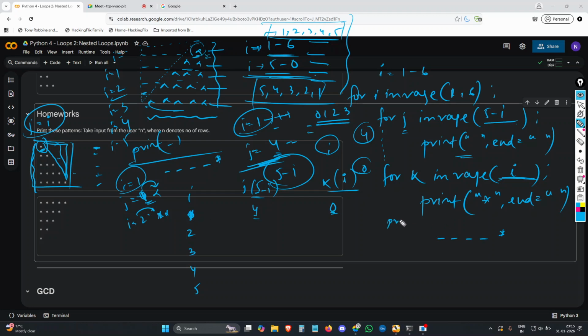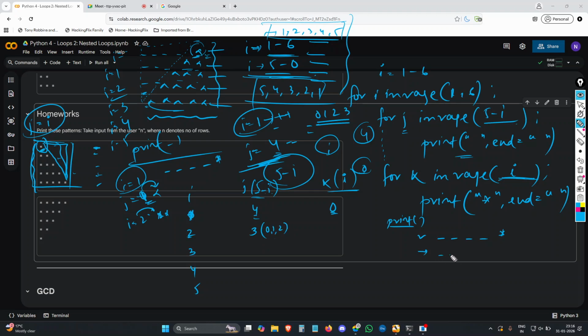Then this iteration will be done, and the next line will be coming here. Now I equals to 2 and J equals to 5 minus I. 5 minus 2 means what? 3. So what are the values? 0, 1 and 2.